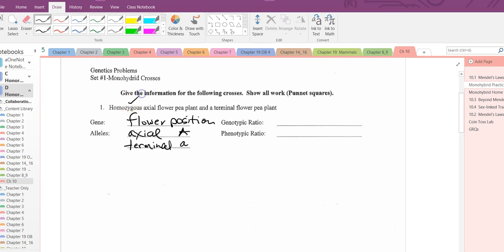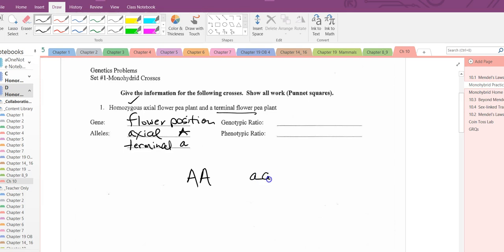So now let's read our problem. We've got a homozygous axial. Well, it has at least that allele, and it's telling you it's homozygous. And you've crossed it with a terminal flower pea plant. If it's terminal, it has to have the lowercase allele.